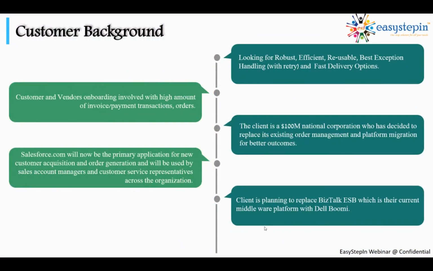All right, let's start with the use case that we are presenting today. One of our customers is an e-commerce business, and they have high volumes of invoice payment transactions between multiple applications. The orders should flow between the multiple applications, where they can handle the fulfillments, shipments, and delivery aspects of that particular product.